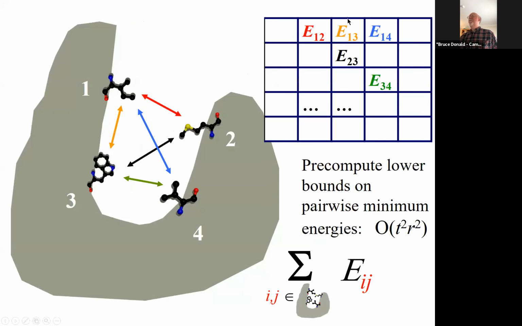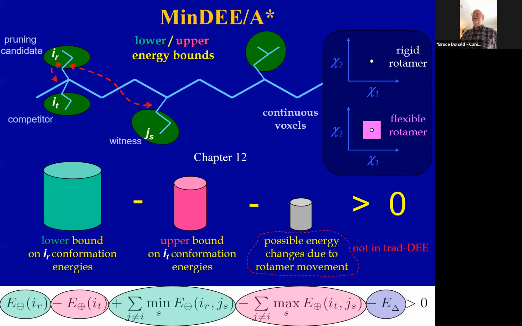We just look up the appropriate energies here and sum them up, and we can do that rather quickly. That's pretty nice. Okay. So what does this mean in terms of a criterion like dead-end elimination? I won't derive it here, but it is in the paper. We had all these terms in dead-end elimination. We actually went through them in, I believe, my second presentation.